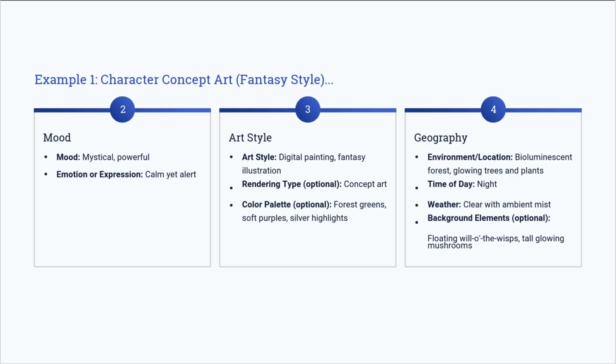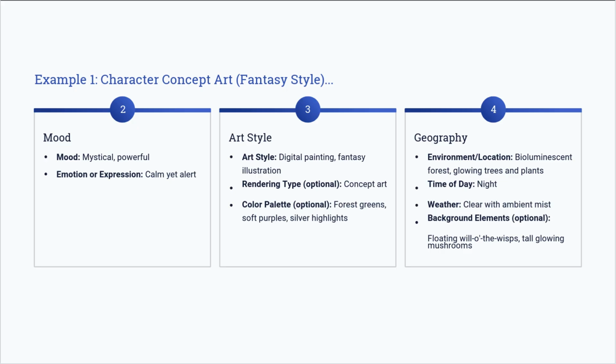Mood: we're aiming for a mystical, powerful vibe. The character's expression is calm yet alert, like she senses danger but is in control. Art style: we'll go with a digital painting approach, perfect for fantasy illustration. The rendering style is concept art, and the color palette includes forest greens, soft purples, and silver highlights to match the elven theme.